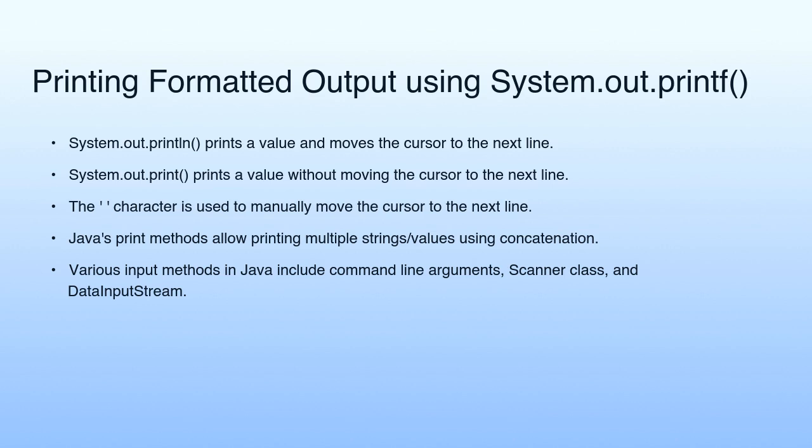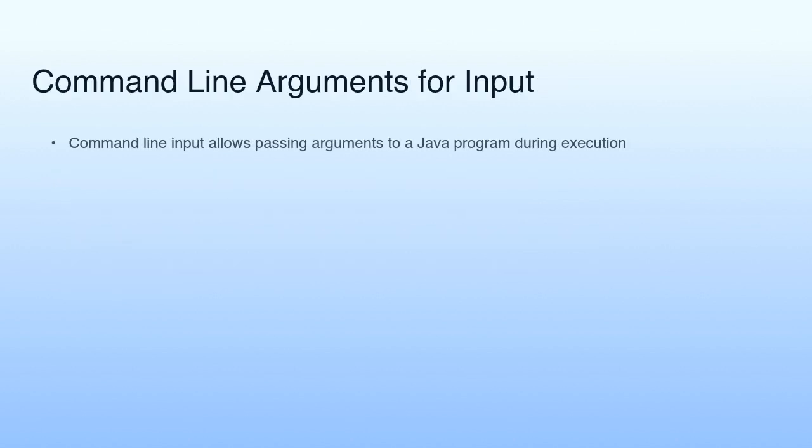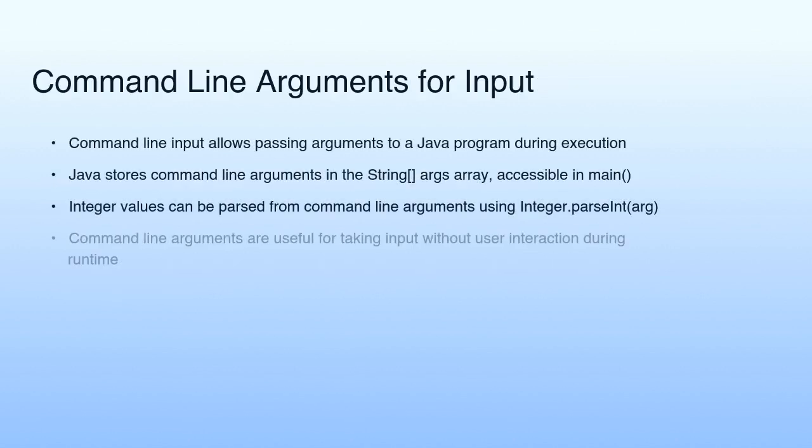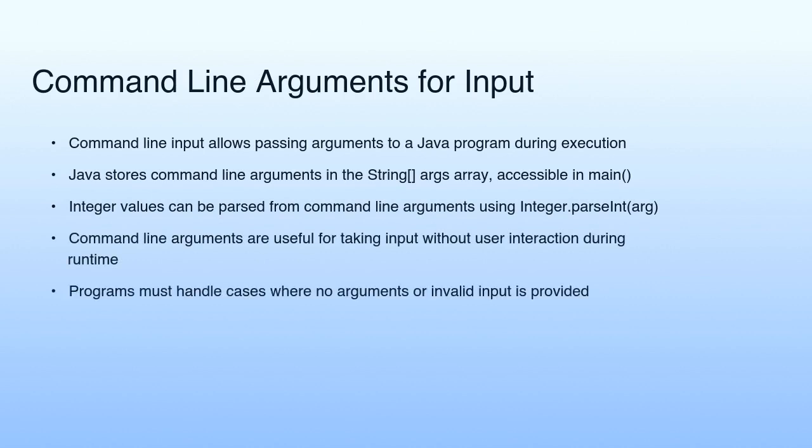In addition to output, we explore various input methods in Java, including command line arguments, the Scanner class, and the DataInputStream class. Command line input allows passing arguments to a Java program during execution. Java stores these command line arguments in the String args array accessible within the main method. Integer values can be passed from command line arguments using Integer.parseInt(arg). Command line arguments are useful for taking input without user interaction during runtime, but programs must handle cases where no arguments or invalid input is provided.